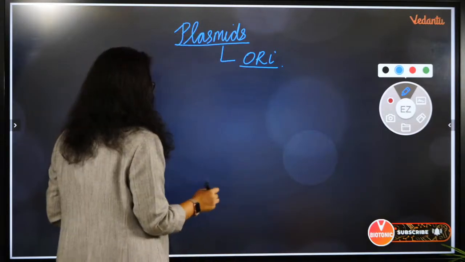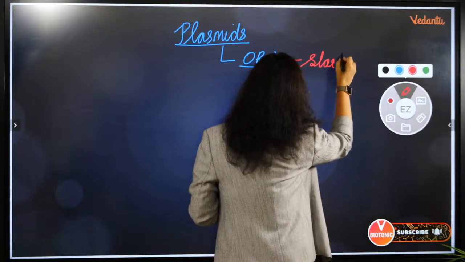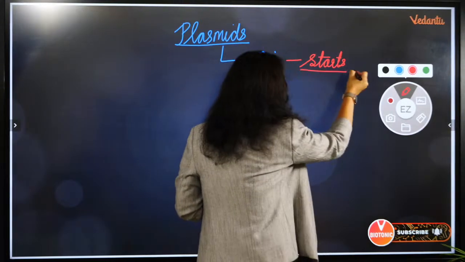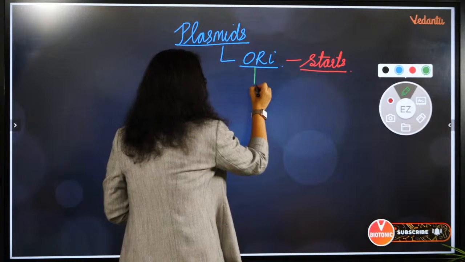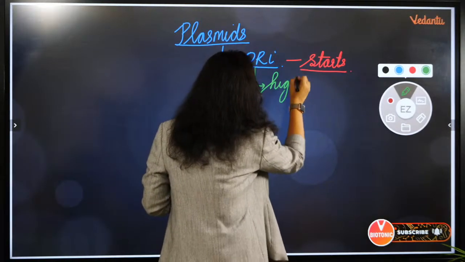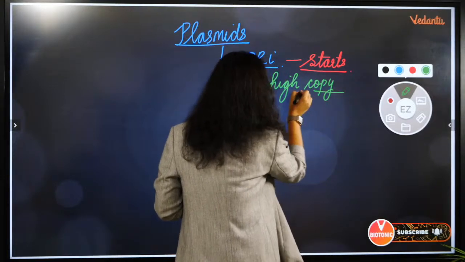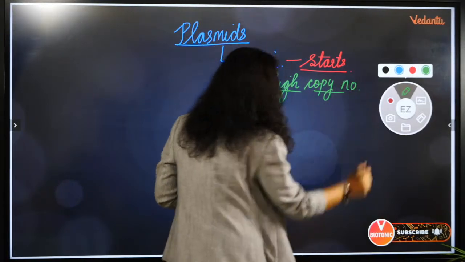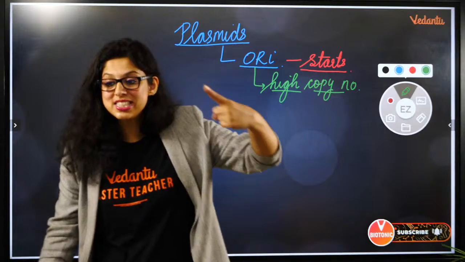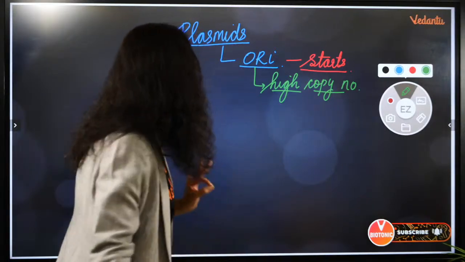So all your plasmids have to have an origin of replication because it starts from here. Without an origin of replication, you cannot start any replication. At the origin of replication, you really require a high copy number. What do you understand by a high copy number? You don't want only 1, 2, 5, 10 copies. You want hundreds and thousands of copies of the same gene of interest. So you have a very high copy number.